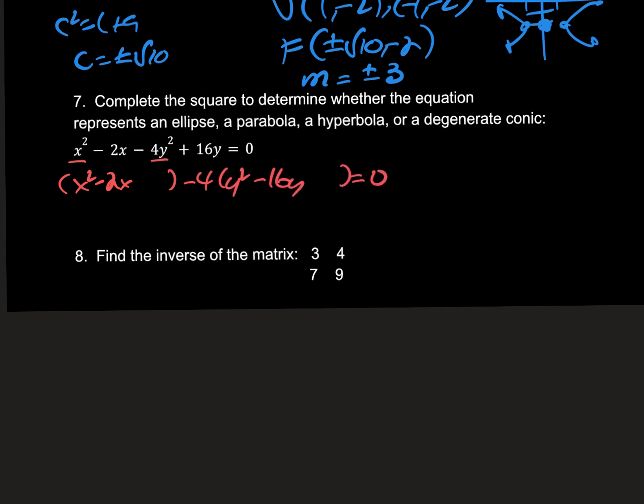Equals 0, complete the square. Half of 2 is 1, square it is 1, add that to both sides. Half of 16 is 4, square it is 16, add that to both sides. So it gives me this, x minus 1 squared minus 4 times y minus 4 squared equals 17. Now I don't like the 4 there. I wouldn't mind it, except for the 17. Oh, wait, I forgot one thing. I about just blew that. Sorry.